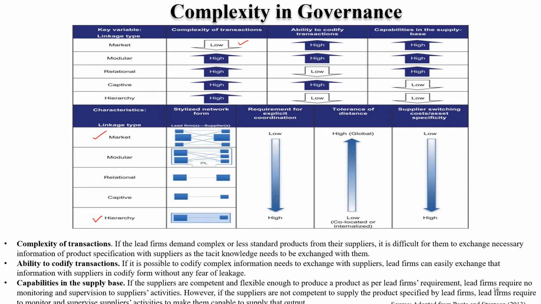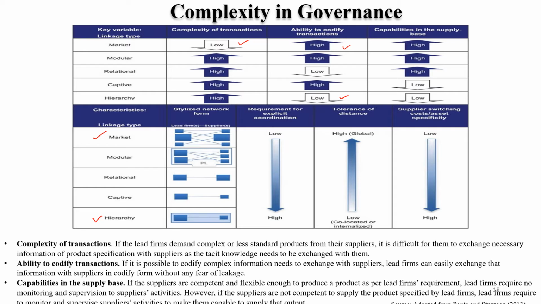Second thing is the ability to codify the transaction. Whether it is possible to codify the complex information, and whether the lead firm can easily exchange that information with suppliers without any fear of leakage. So you can understand, if it is a hierarchical structure, then there is total control on the suppliers, so this fear will be less. On the other hand, the fear will be high if it is a market-driven structure, so there will be fear of leakage.